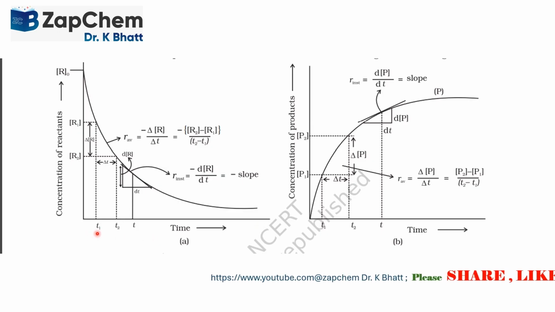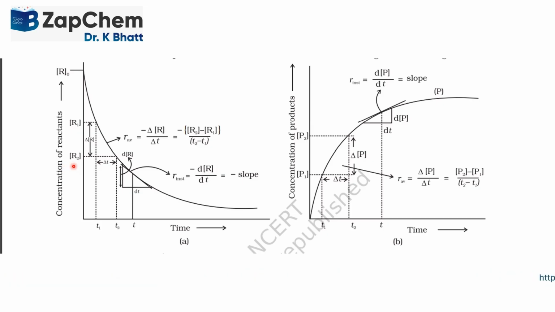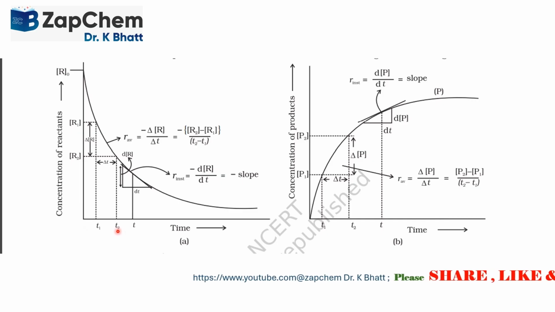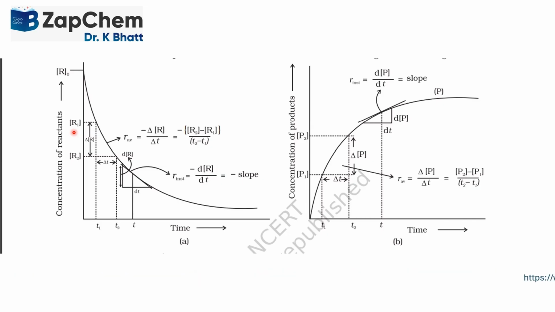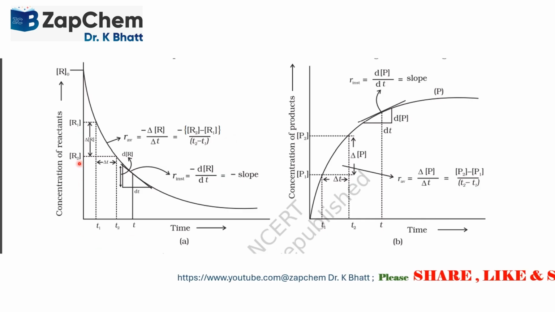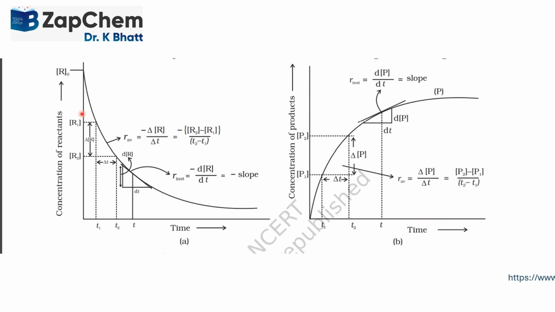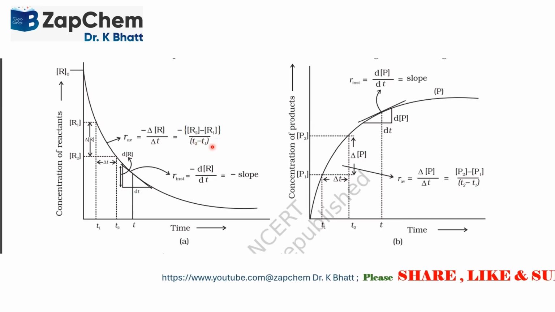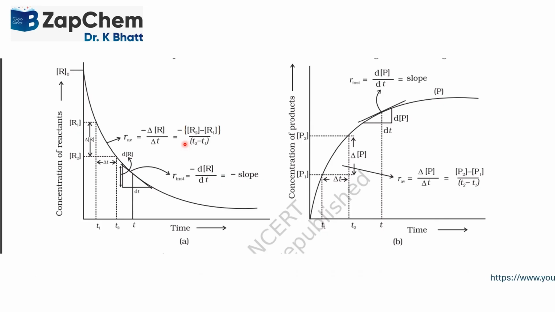At a particular instant of time, say T1, the concentration of the reactant is R2, and after a lapse of time, which is given by T2, the reactant concentration is R1. So change in concentration is R2 minus R1. Mind it, the reactant goes on being used up. The concentration of the reactants gets reduced. Therefore, R2 will be higher than R1. And since there is a consumption, the reactants are being used.